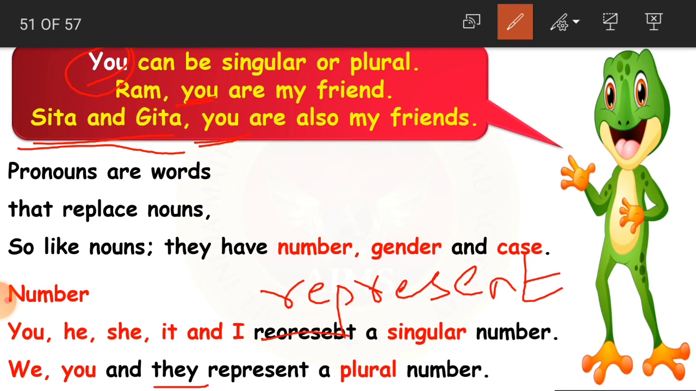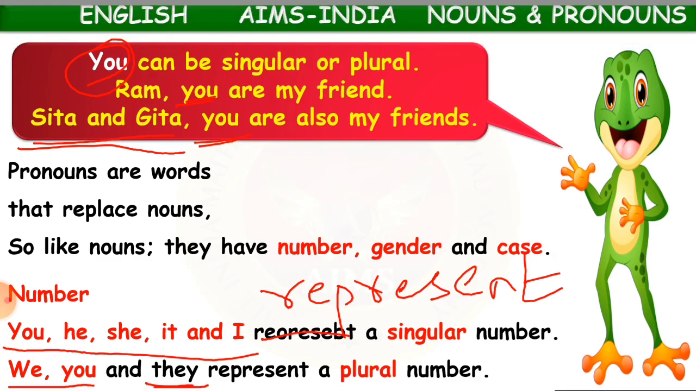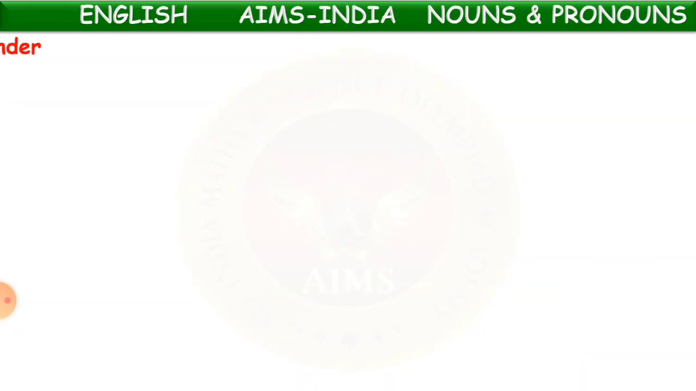So when we want to address a singular noun as a pronoun, we have to make it you, he, she, it and I. Whereas for a plural number, we have to use we, you and they. Clear, children? Yes. So now let us see what the gender is.